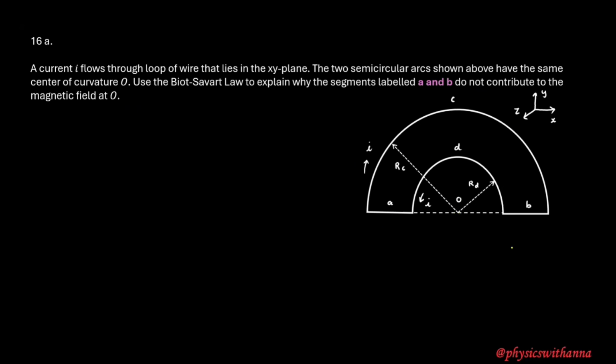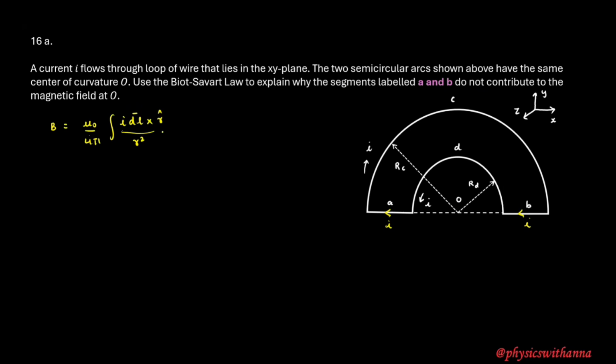Now let us first show the direction of current through segments A and B. If I follow the current flowing over here, through segment A the current is going to the left, and same with segment B, the current will be to the left. Biot-Savart's law says that I can find the magnetic field at any given point by using mu naught over 4 pi integral I dl cross r cap over r squared.